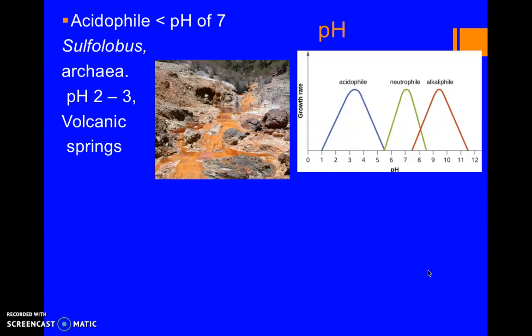The same thing is true for the next category, the neutrophiles, which prefer a neutral pH. The alkalophiles are the third category of pH-requiring organisms, and those organisms prefer to grow at a pH above 7. Our classic example of an alkalophile is Vibrio cholerae.